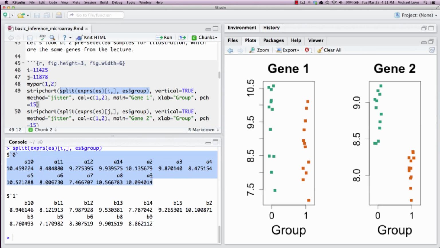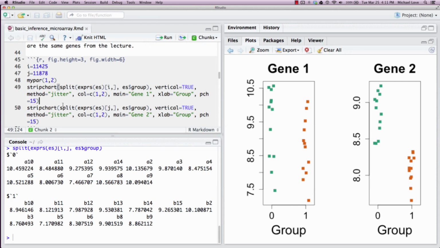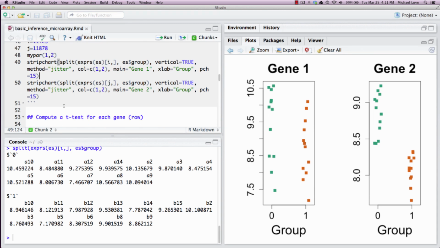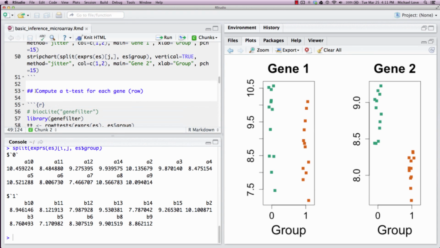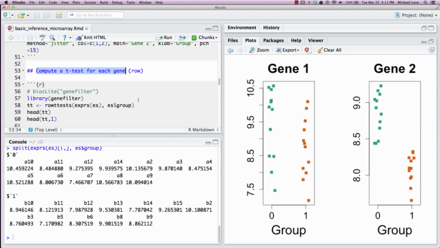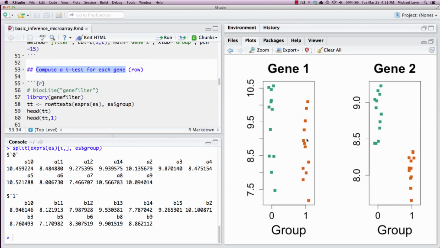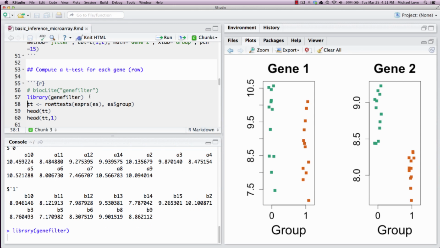I used the function split to split the expression vector for gene I across group. And then I gave this list to the first argument of stripchart. So now we can go ahead and start computing t-tests for each gene, so for each row of the expression set, and we're going to test to see if these differences are significant using a two-sample t-test.